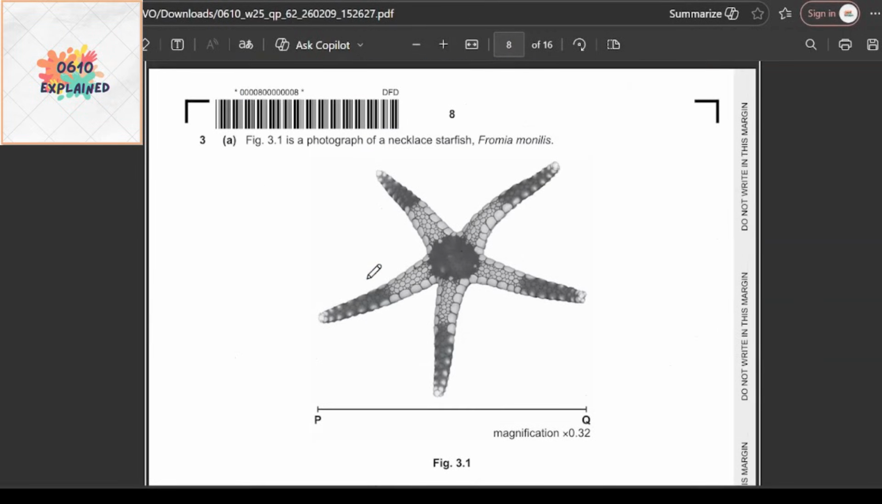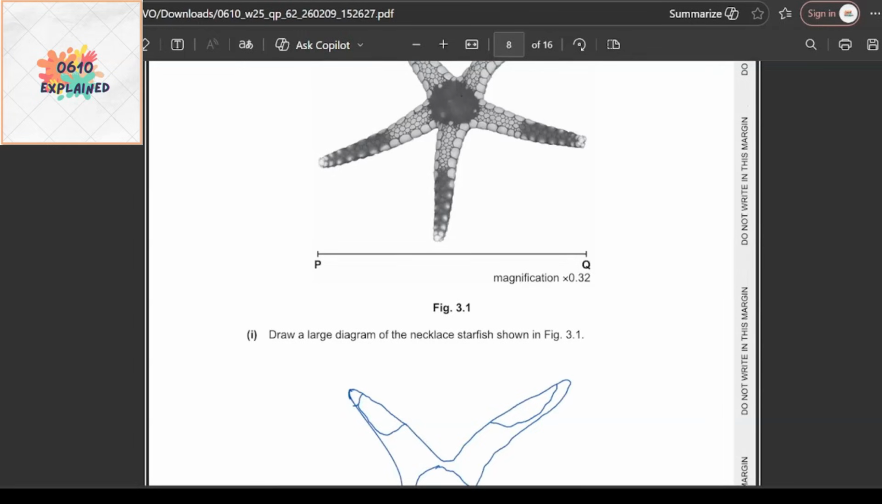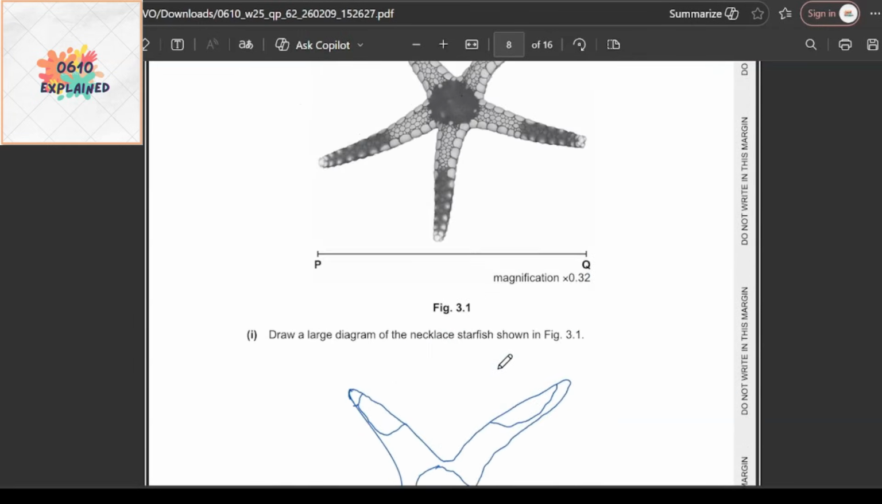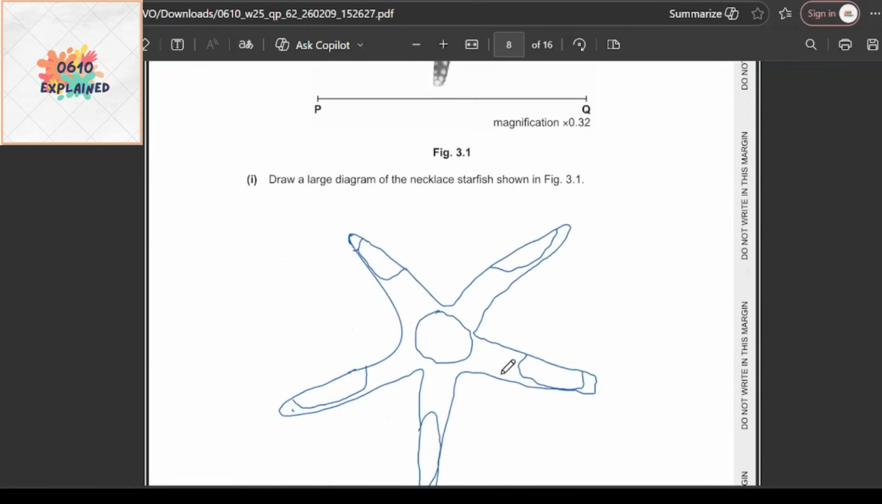Moving to the next part, which is your drawing question. They have given you a necklace starfish and they have asked you to make a large drawing of the necklace starfish. So here I have drawn. Now how are they going to mark you for the same? So there has to be a single outline with no shading. So you cannot have any lines like this. It has to be one continuous line like this. So that is your one mark.